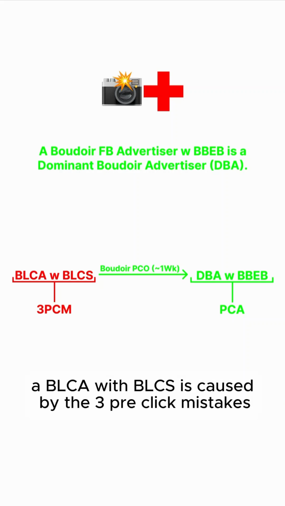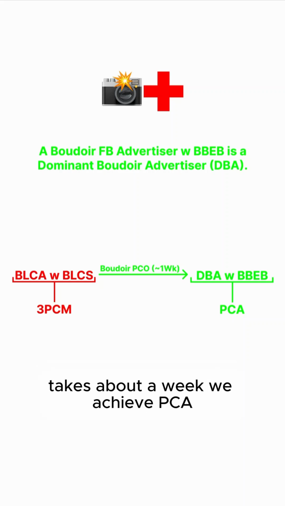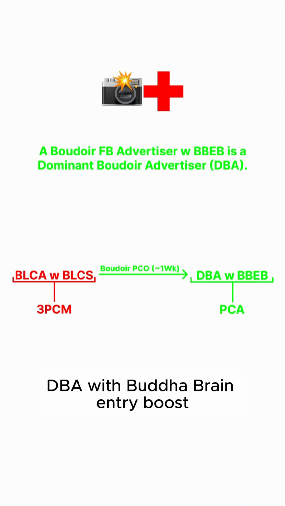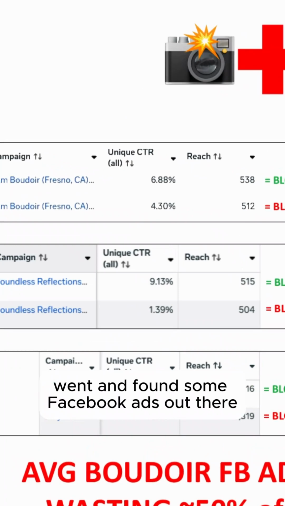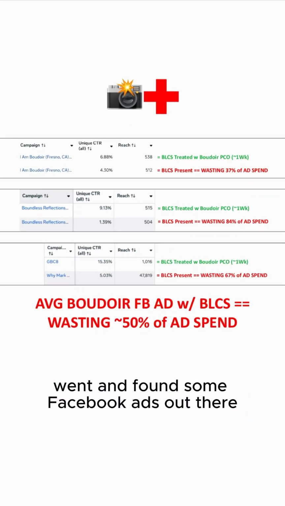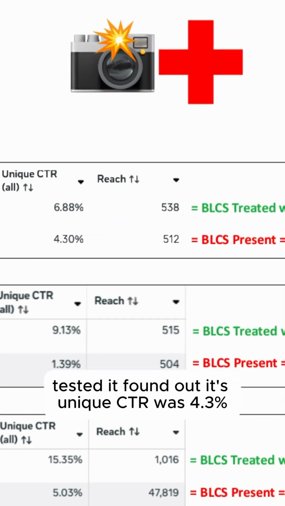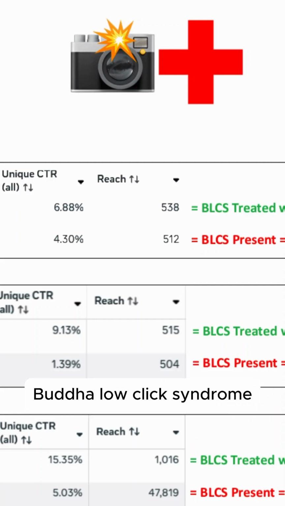A BLCA with BLCS is caused by the 3 pre-click mistakes. Easy enough. We treat it with our solution, Boudoir Pico, takes about a week. We achieve PCA, the pre-click alignment, and we become dominant Boudoir advertisers, DBA, with Boudoir brain entry boost. So my residency went and found some Boudoir Facebook ads out there. Brought the first one back to the hospital, tested it, found out its unique CTR is 4.3%. So unique CTR under 6% means that BLCS is present, Boudoir low click syndrome.